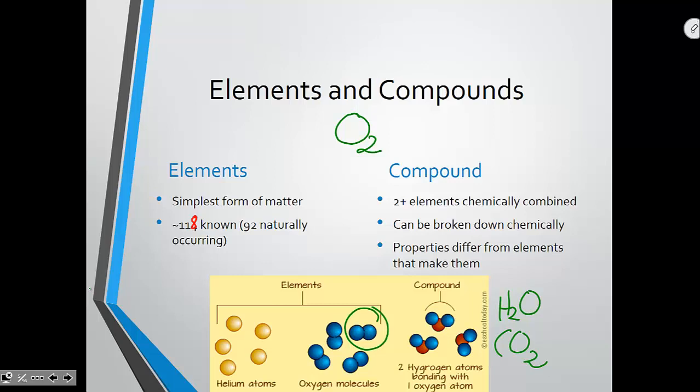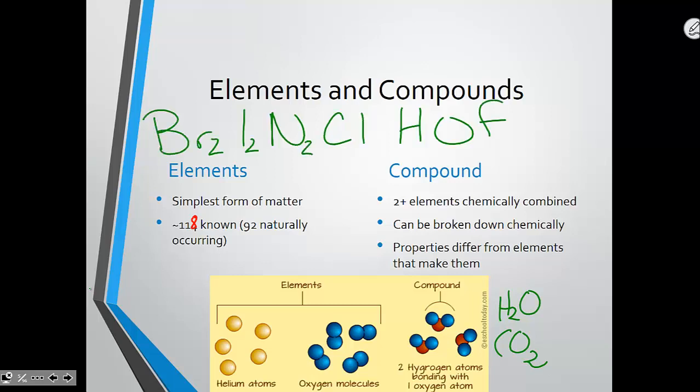There are 7 elements on the periodic table that can never be alone. These are known as diatomic elements, diatomic molecules. You can remember them by the phrase Brinclhof. Bromine, iodine, nitrogen, chlorine, hydrogen, oxygen, and fluorine can never be alone. If they are ever alone, they will partner with themselves.